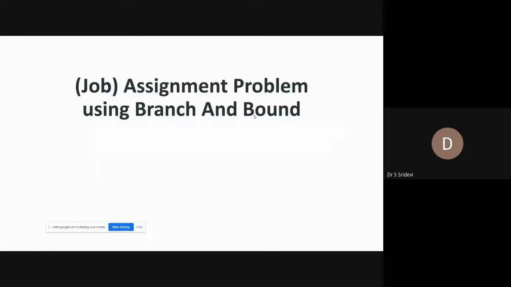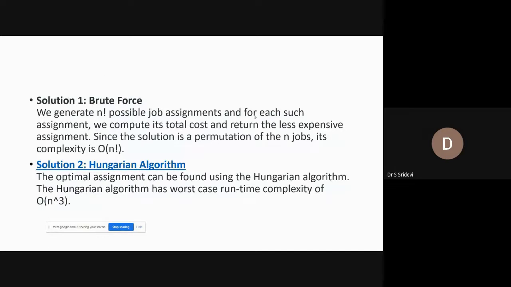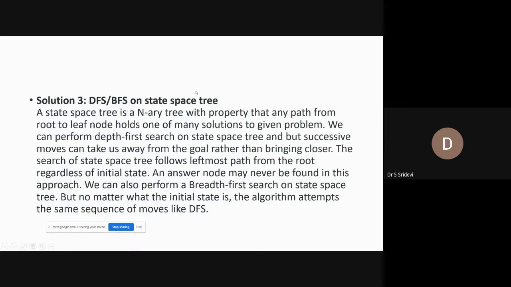In general, if you go for the assignment problem, you have four different solutions. One is you can apply the brute force approach, that is nothing but the classical approach. Next one is the Hungarian algorithm. In the Hungarian algorithm, similar to the TSP problem, you have to apply both row-wise reduction as well as column-wise reduction, and proceed. Next one is using a graph-like structure, that is DFS or BFS on the state space tree, you can find the solution.